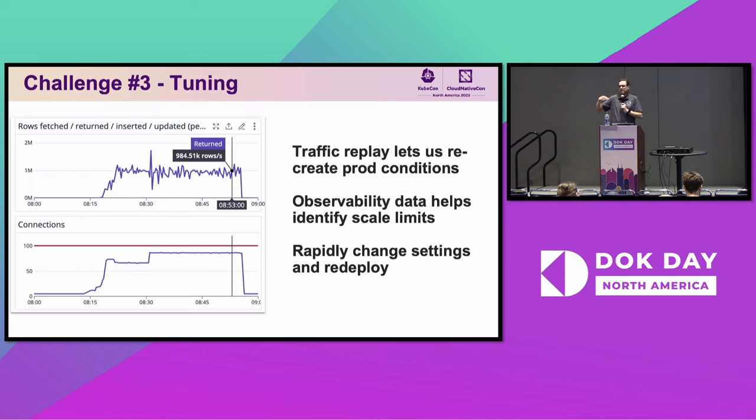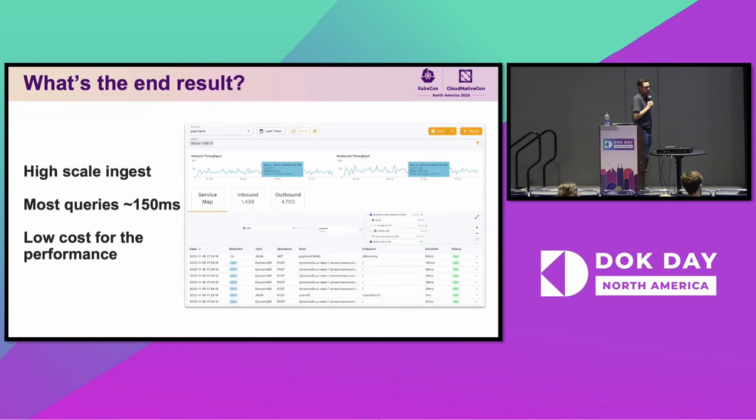This is the kind of thing you need to create realistic workloads so you can find these problems rapidly and say, change this, change that, change my code. We did a ton of different cycles on this, basically in two sprints. The result was that we were able to handle an enormously high scale of ingest traffic. Most of our queries are about 150 milliseconds or better. And it's actually pretty cheap, considering how much we're running inside our cluster.